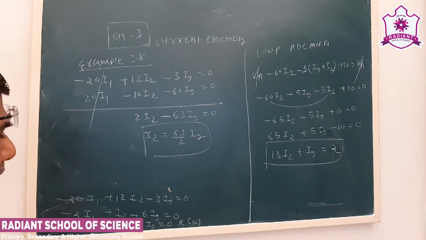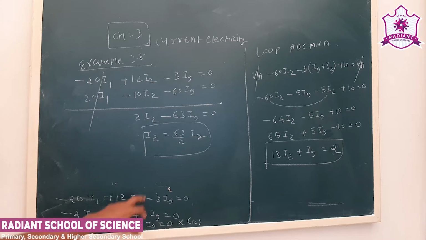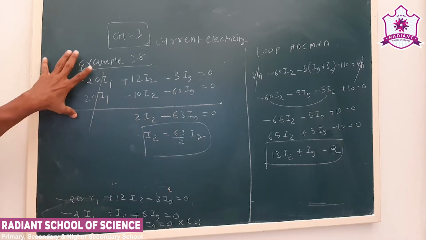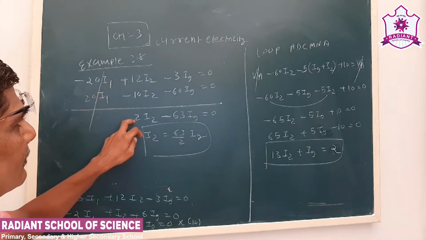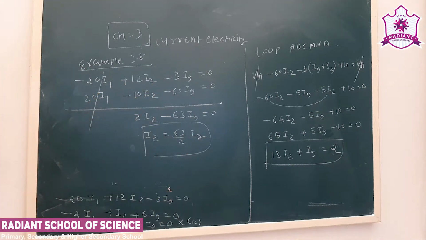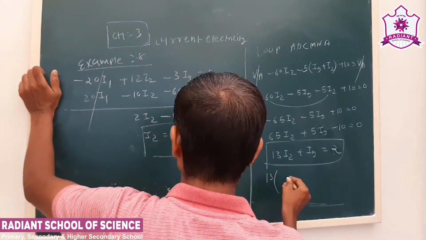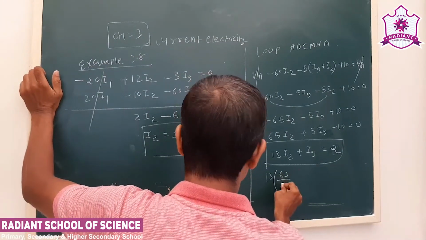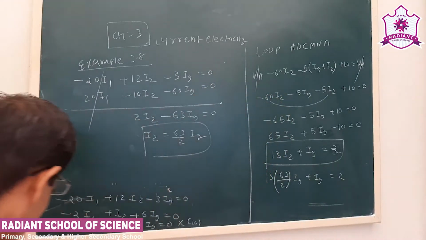We have to eliminate I1. So if I multiply by 10 here, 20 I1 minus 10 I2 minus 60 IG, this I1 will get cancelled. So 2 I1 minus 63 IG is equal to 0. The I2 we are getting, so 13 into 63 by 2 IG plus IG is 2. Okay, now we can solve.